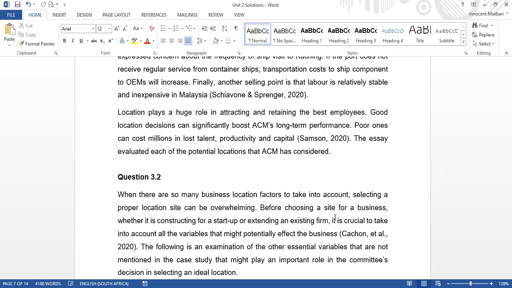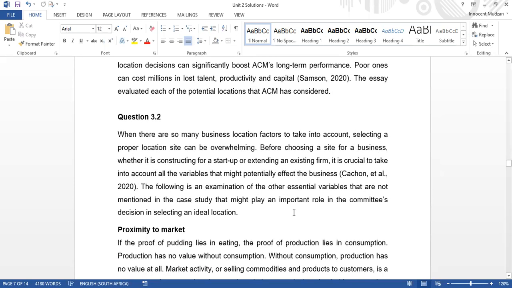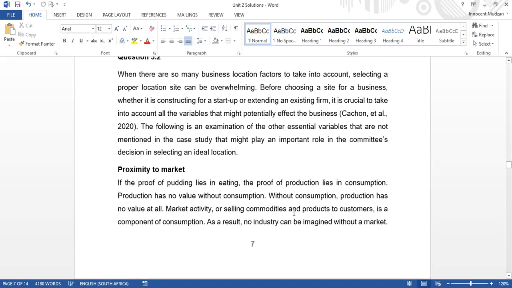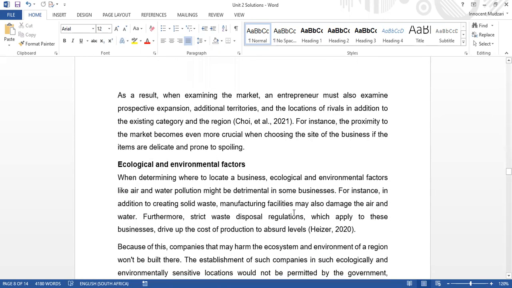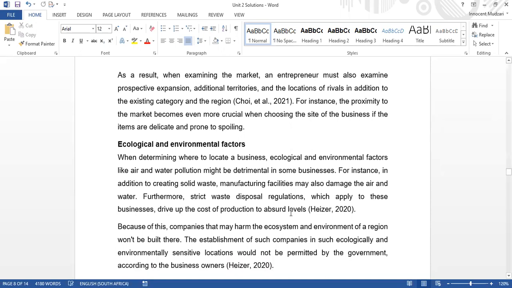Right. So 15 marks, you start with your introduction. We'll cover this later on. And then the first point that you write about is proximity to the market, right? And then write about that one. The second that you write about is ecological and environmental factors, right? So in determining where to locate a business, ecological and environmental factors like air and water pollution might be determinant for some businesses. So write about ecological and environmental factors.